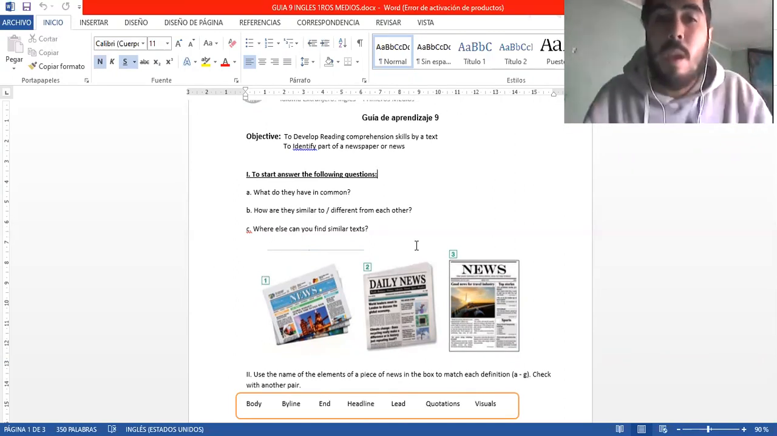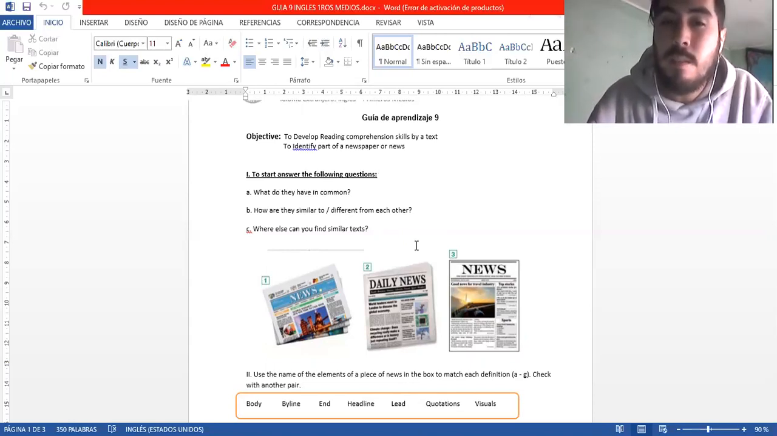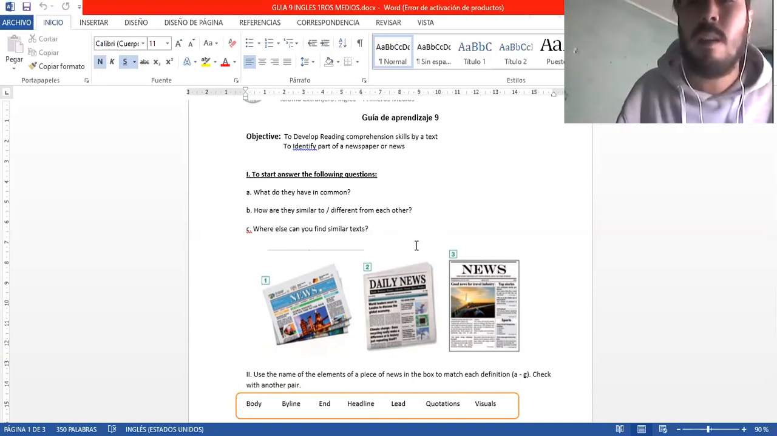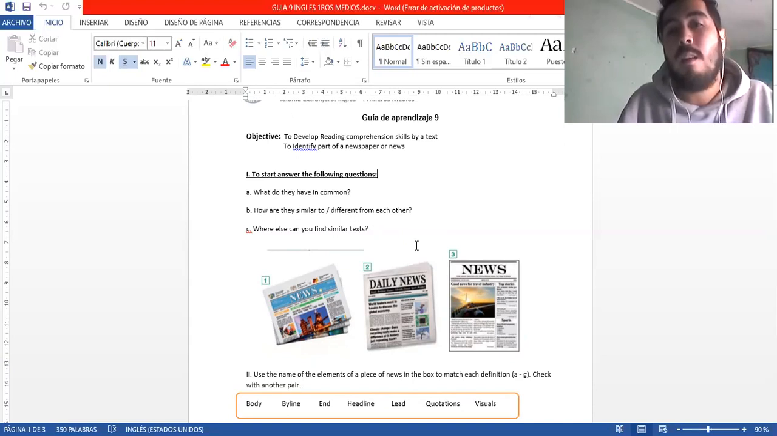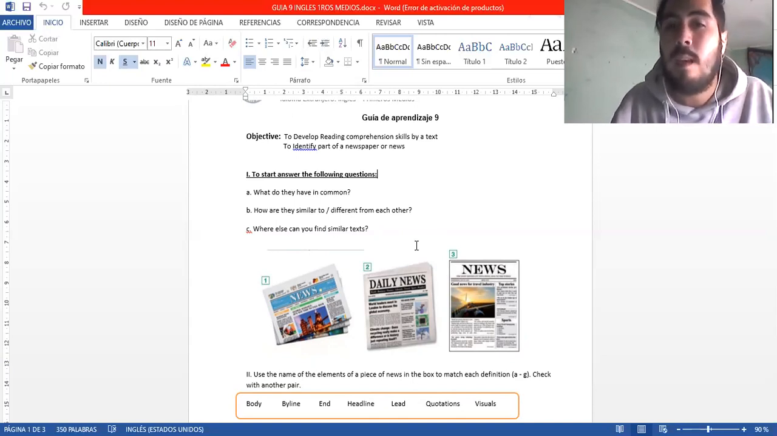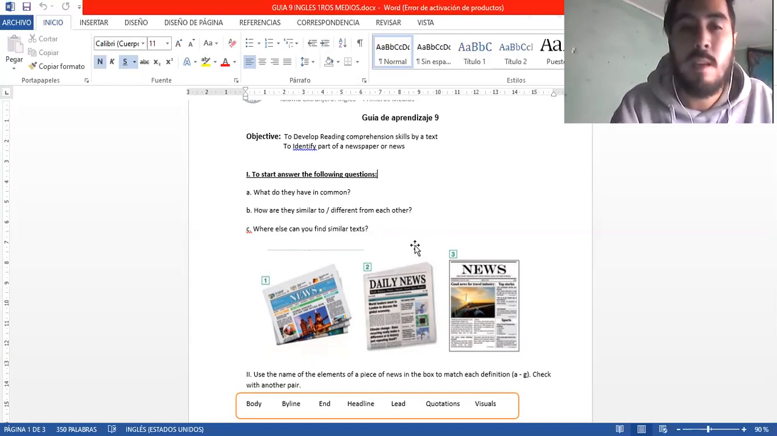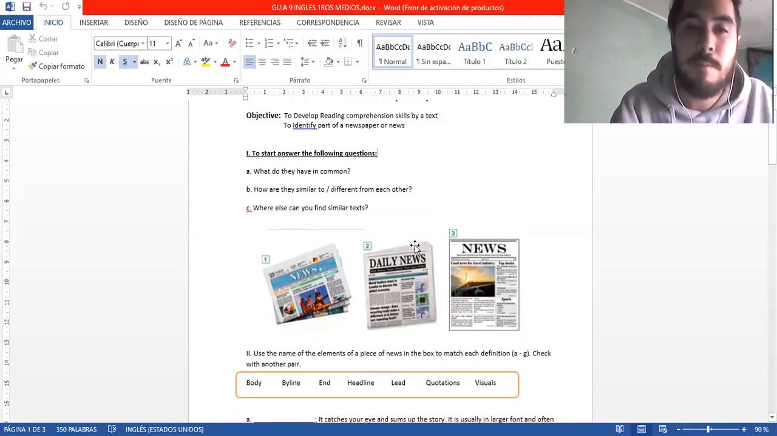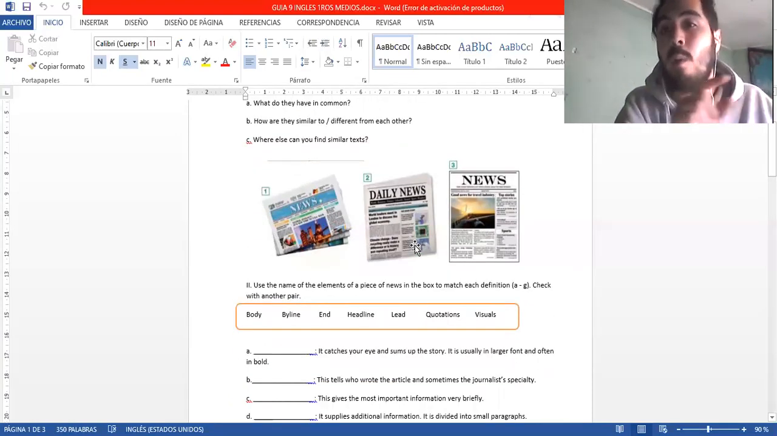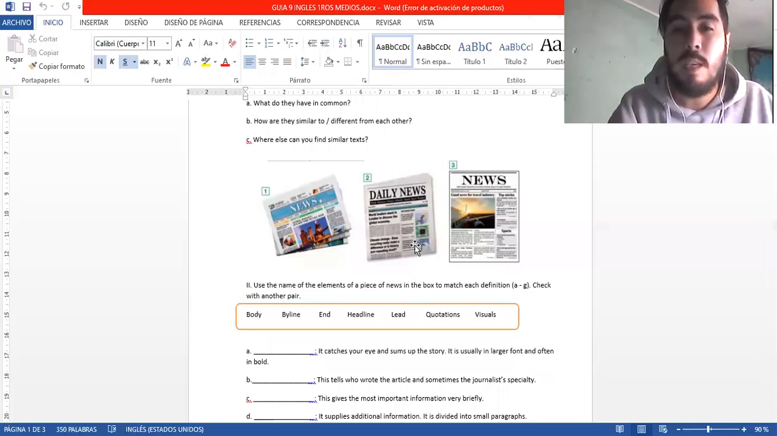B. How are they similar to or different from each other? ¿Qué tienen en similar o en diferencia el uno con el otro? Let's see, where else can you find similar texts? ¿Me pueden encontrar unos textos similares? The idea is that you have to answer, obviously, in the complete form, okay?